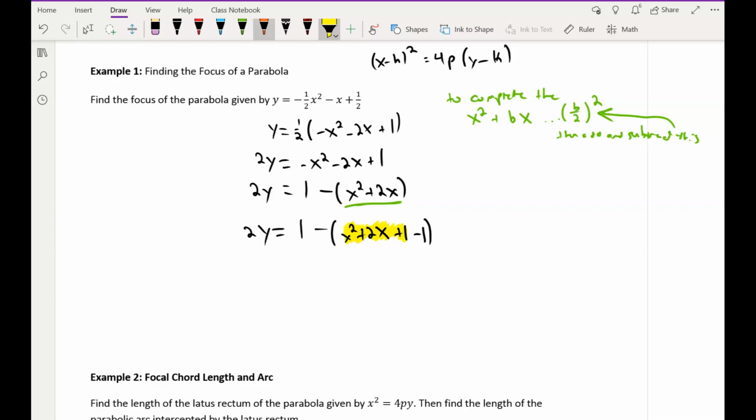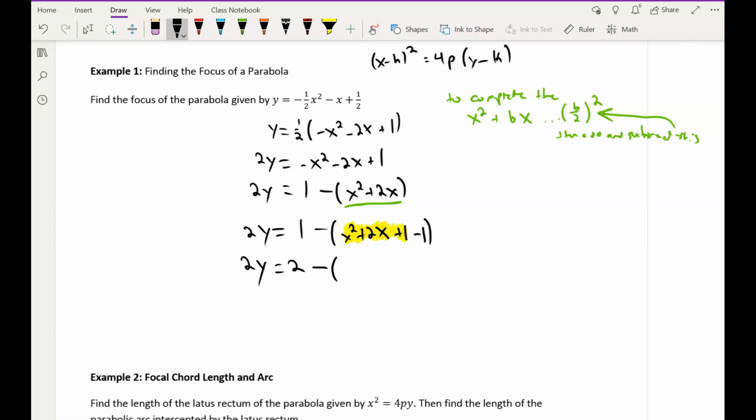Okay, and then what we do is, well, this negative 1, that's not going to have anything to do with our factoring, so we just move it to the other side. So this becomes 2y, and technically we have this constant 1, and we're subtracting this negative 1. That's the same as doing 1 minus negative 1, which is the same as 1 plus 1, so we have 2y equals 2 minus, and we can factor this highlighted part.